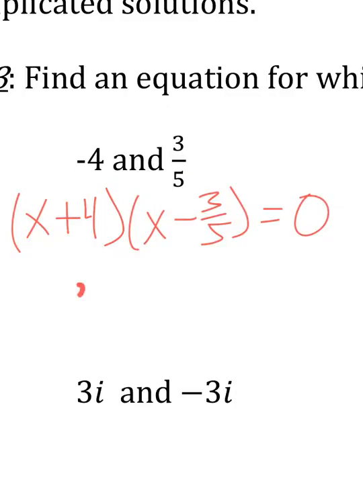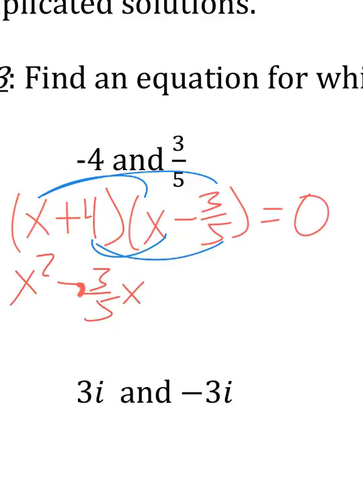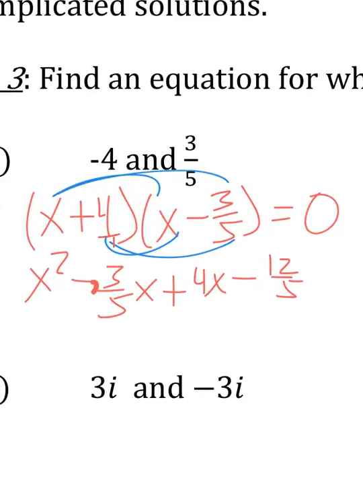So the question is to write this in standard form. So what we just have to do now is some distribution. So we're going to distribute this out. We get x squared minus 3/5 x. Then we've got 4x and 4 times -3/5 is going to be -12/5. If you want to think of this as 4 over 1, you can. It's going to be 12/5.